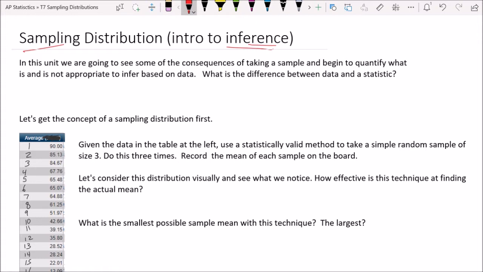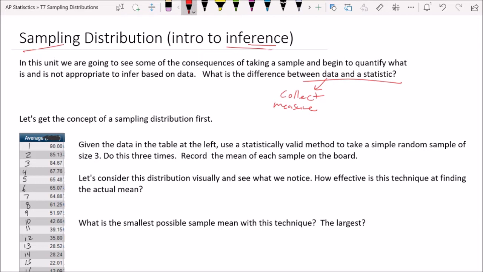So let's get into our new learning. The first thing we need to talk about is this question right here. What is the difference between data and a statistic? Okay, data come from a measurement. So data are something that you collect or that you measure.